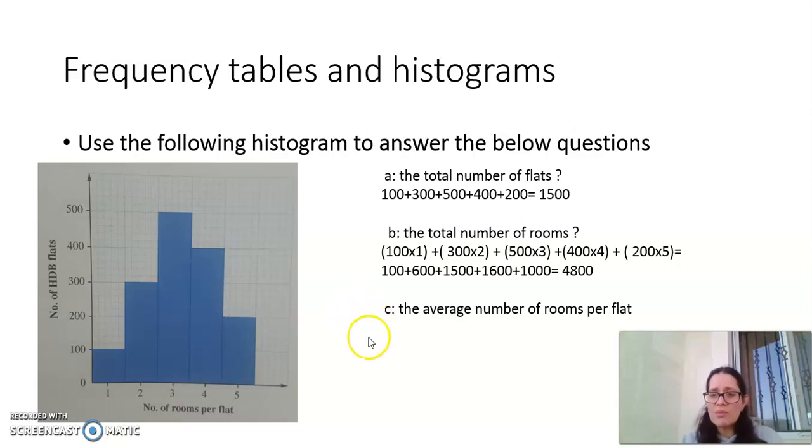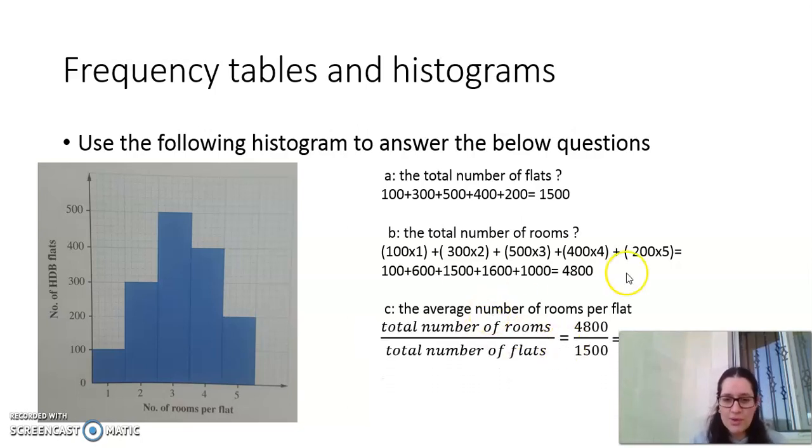The average number of rooms per flat. Average means fraction. So total number of rooms divided by total number of flats: 4,800 divided by 1,500. We can remove the zeros and divide 48 by 15. The answer will be 3.2.